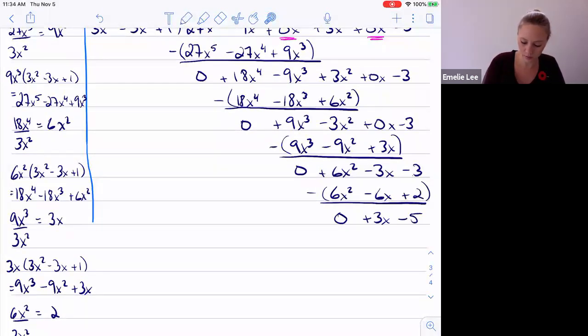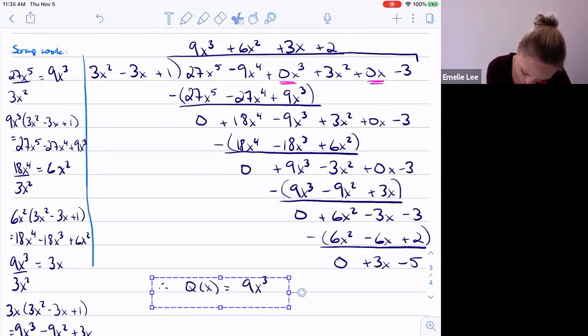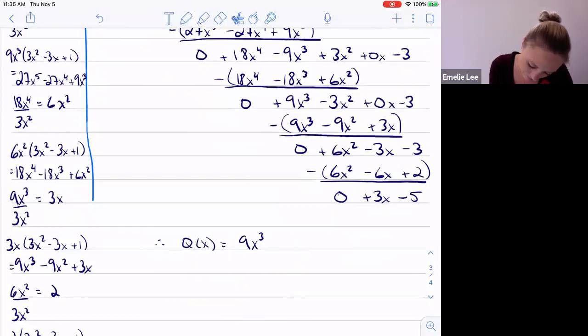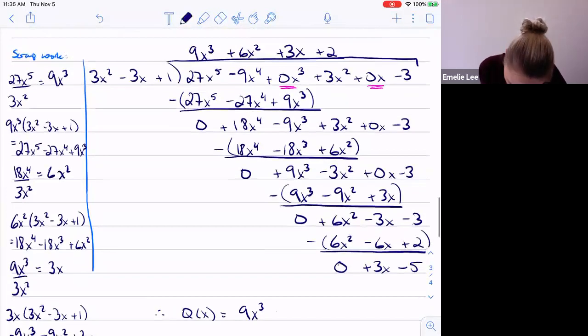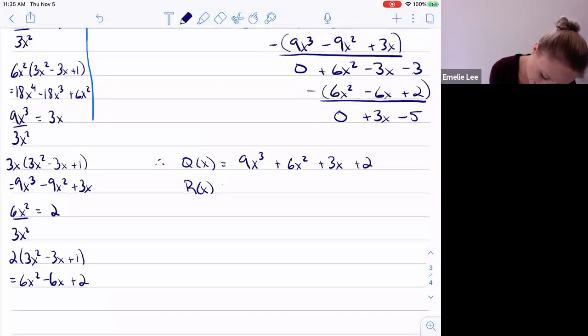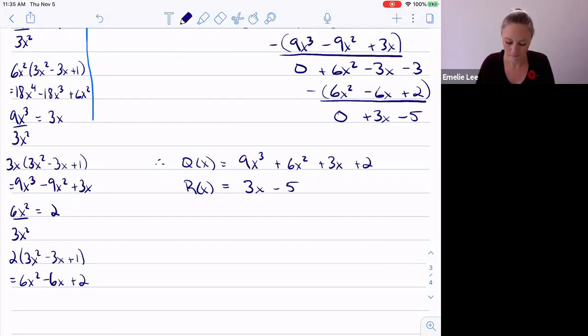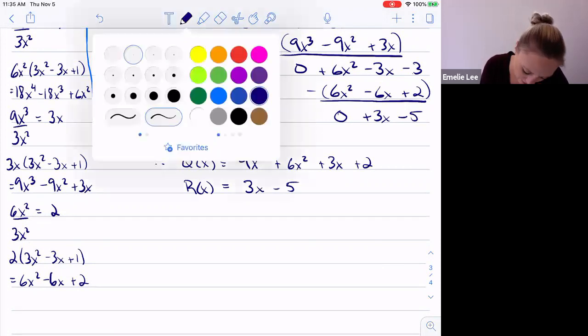Okay. So notice our remainder is a polynomial, right? And that's okay. So our q of x is 9x to the 3, and I should bump this down a line. 9x to the 3 plus 6x squared plus 3x plus 2. And r of x is 3x minus 5. Which you can arrange however you'd like.